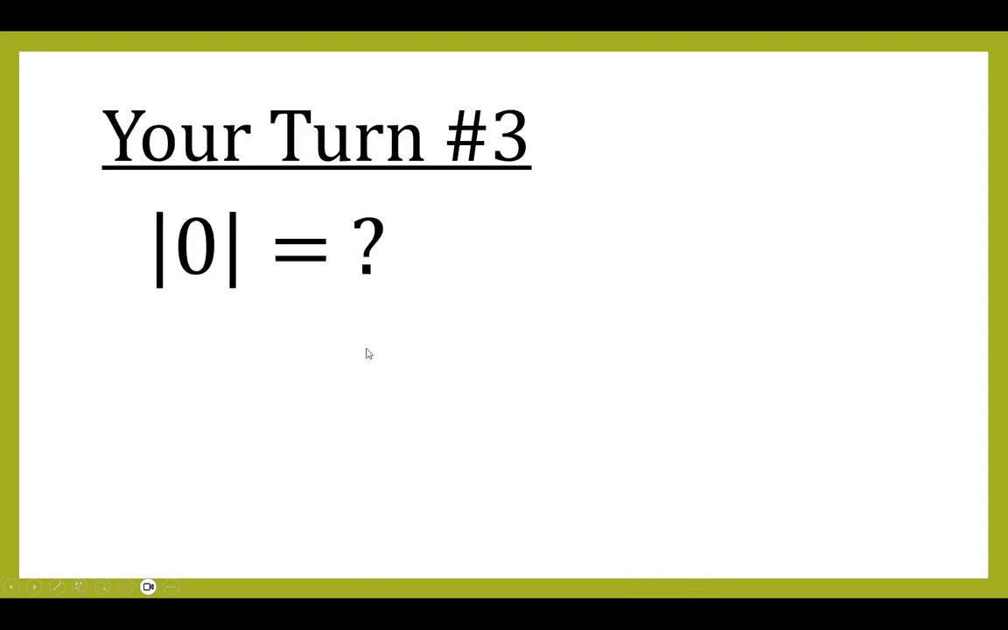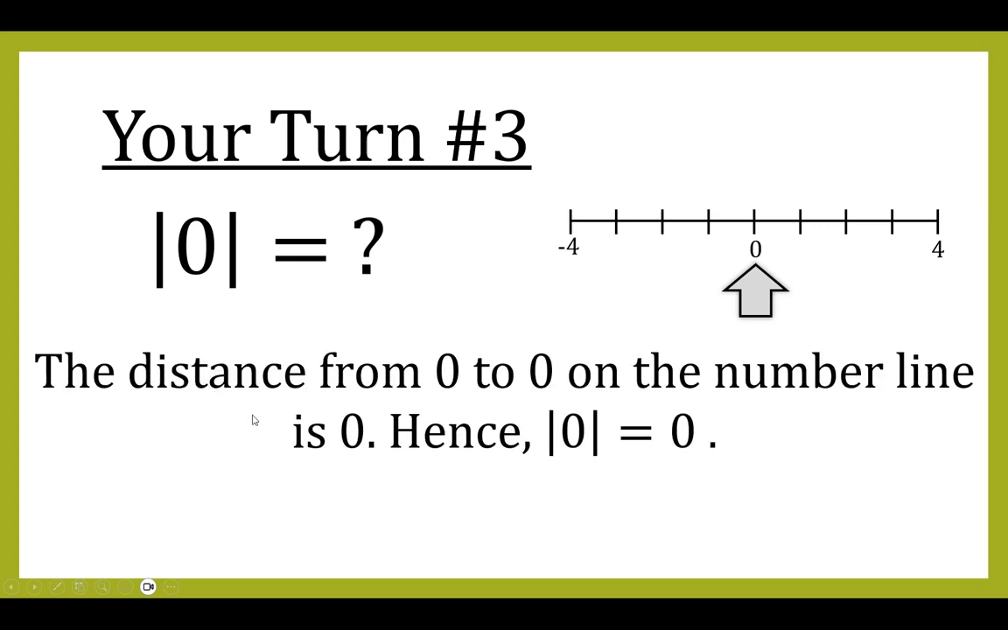Okay, your turn number 3. If you want to solve this, go ahead and pause it. So I am looking at the absolute value of 0. So on a number line, 0 is right here. Well, the distance from 0 to 0 is 0. So that means that hence the absolute value of 0 is equal to 0. And that is it.